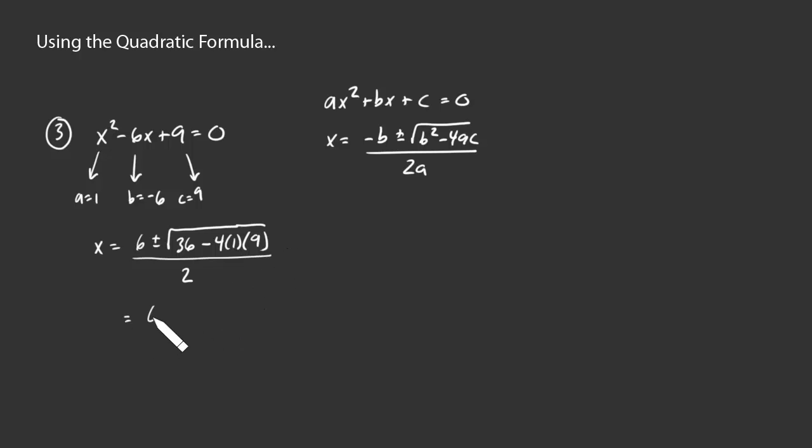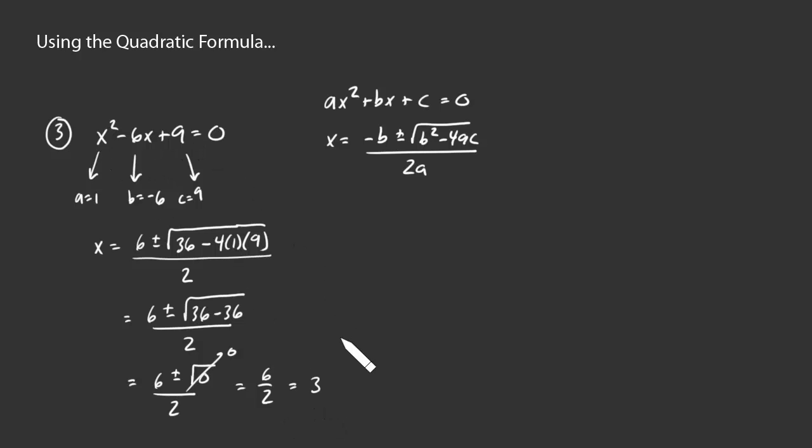This, of course, we can clean up. That's 6 plus or minus the square root of 36 minus 4 times 9. That's 36. Aha, something interesting happens here. That's 6 plus or minus the square root of 0, which of course is 0. That means this radical term drops off. You're adding or subtracting 0. It doesn't make a difference which one of those you do. You're still left with only 6 in the numerator. So this is just 6 over 2, or 3.